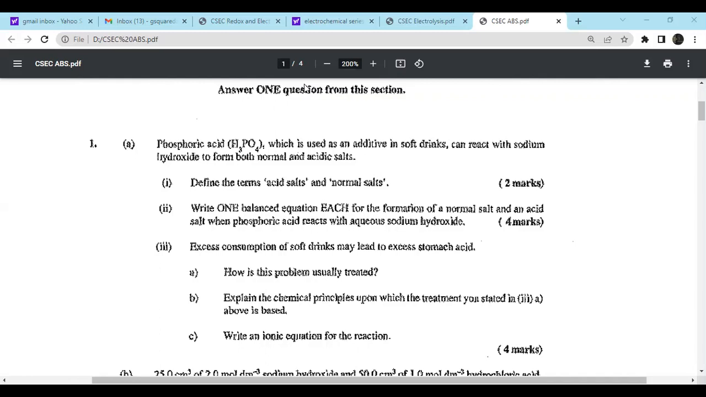You'll realize that every single reaction of an acid gives you a salt. All of them give you a salt.